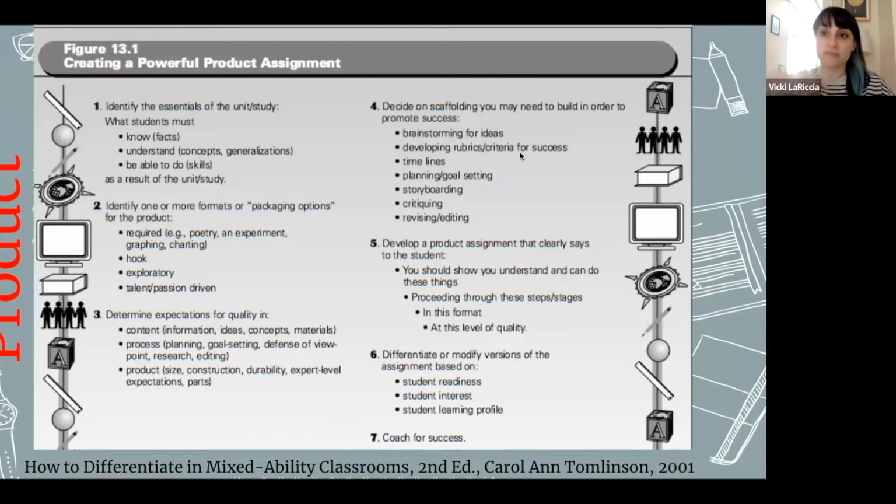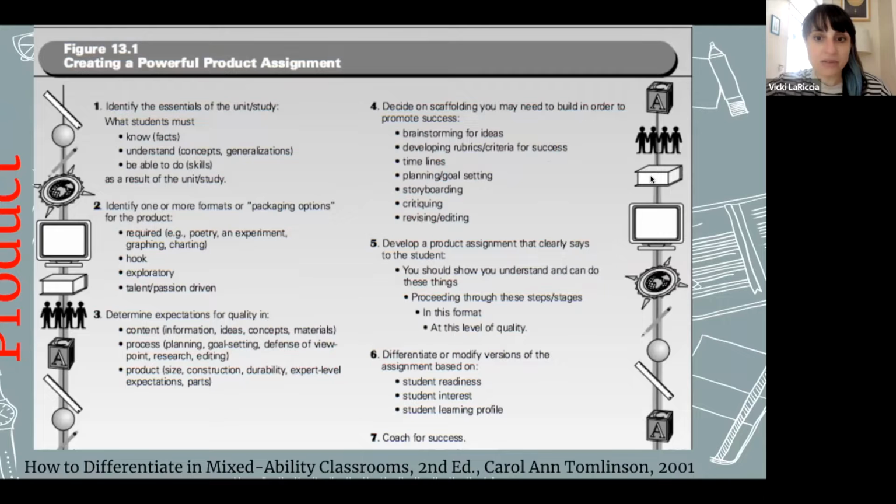Now, in terms of assessment or the product part of differentiation, this is a slide again from Carol Tomlinson's book that gives you steps on how to create an assessment or a product assignment. That's the same thing as an assessment. So take a look at these 7 steps.